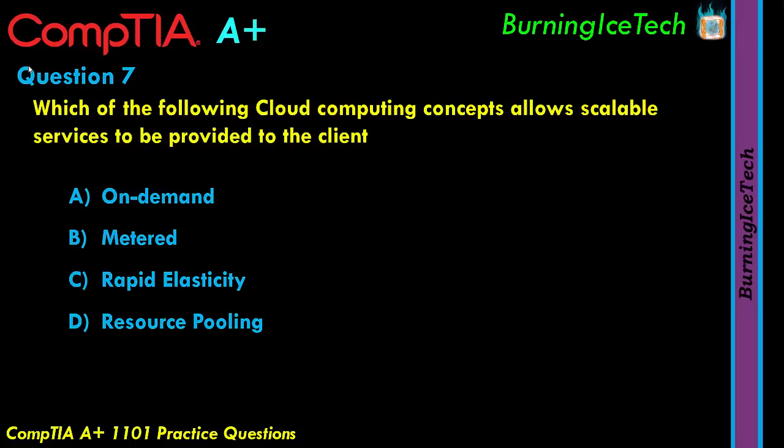You only pay for what you use, and it's only a per minute billing system. So if you don't use something, turn it off or delete it, and then you're not going to pay for it. So it costs you a heck of a lot less. The answer in this case is actually going to be C, rapid elasticity.